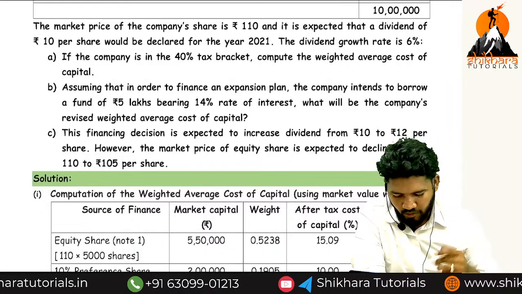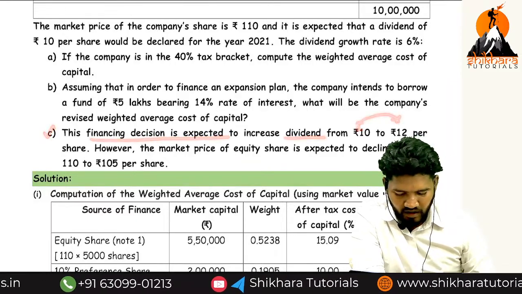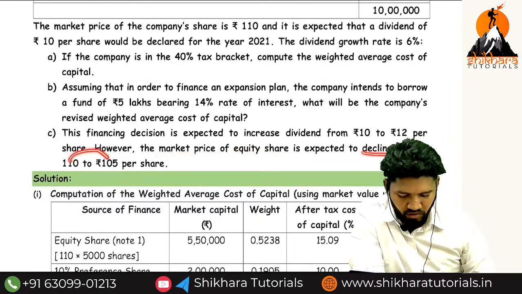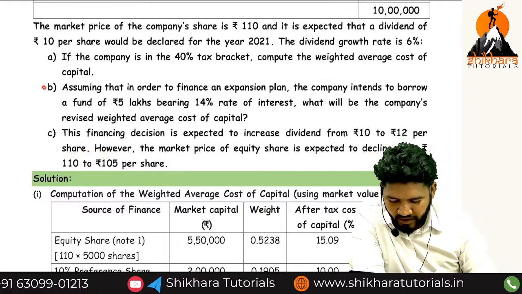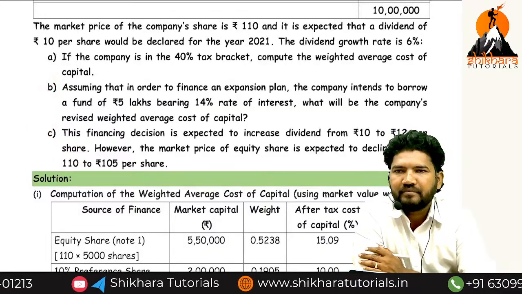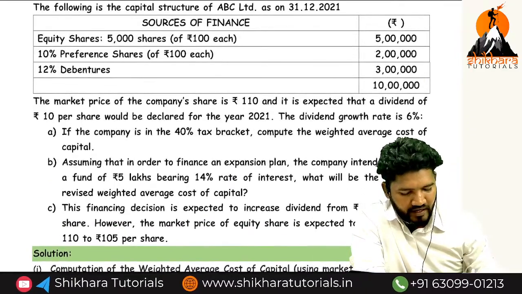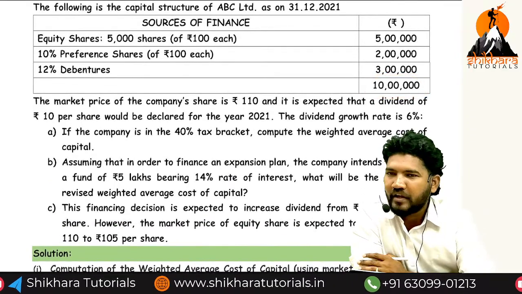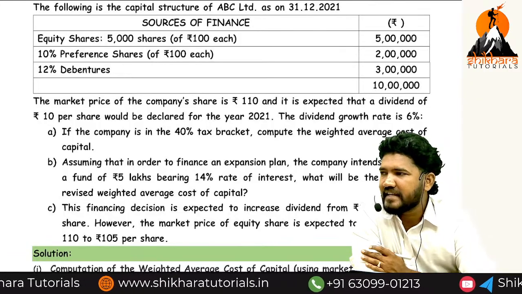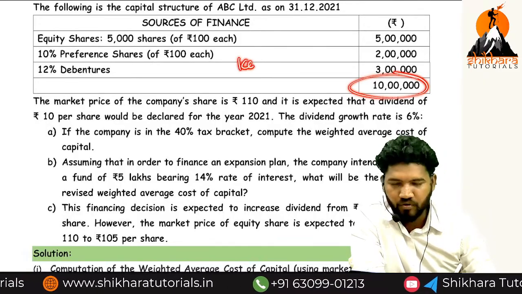Now, point C. The financing decision is expected to increase the dividend from 10 to 12. However, the market price of the equity share is expected to decline from 110 to 105. When you are calculating case B KO, you have to consider case C's point. Why? In case B, generally the company already has 10 lakh rupees of capital. What about case B says? What about case A says? Case A says, for this 10 lakhs, how much is the KO?